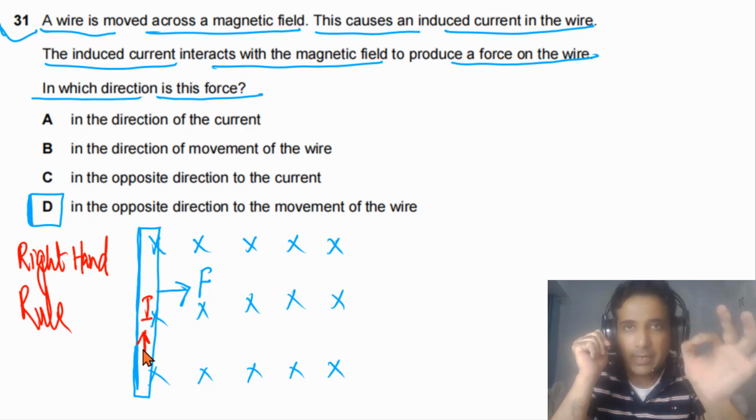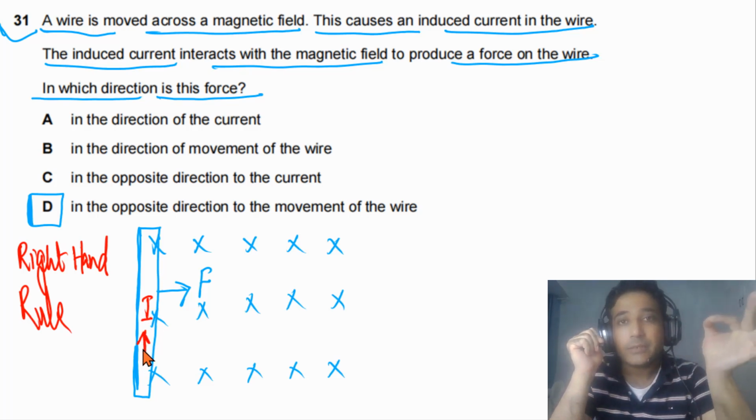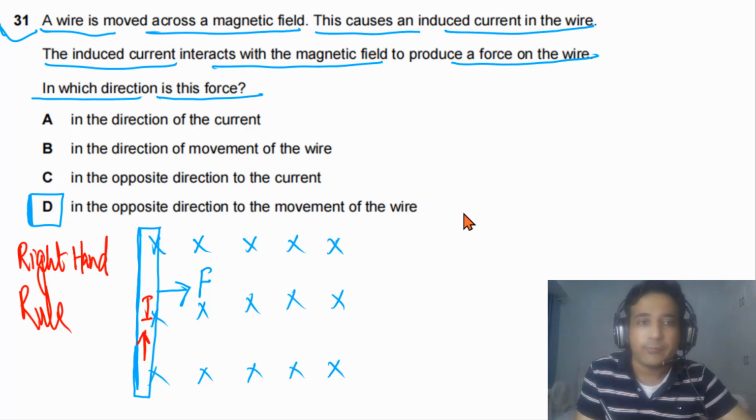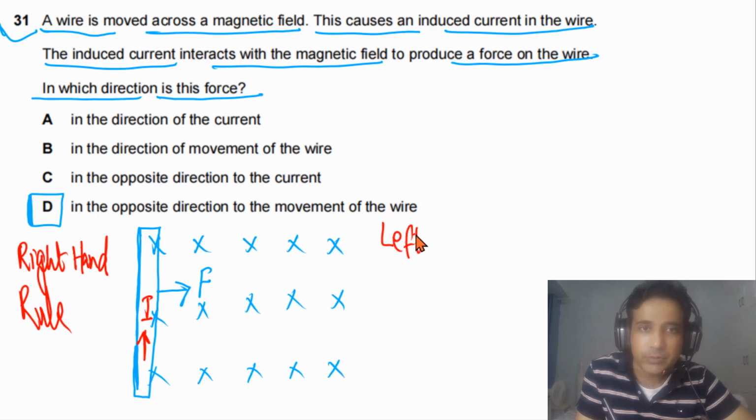Now we have a wire and the wire is inside the magnetic field, so the wire will also experience a magnetic force. Now you have to use the left hand, so we will be using the left hand. So you have to use Fleming's left hand rule.